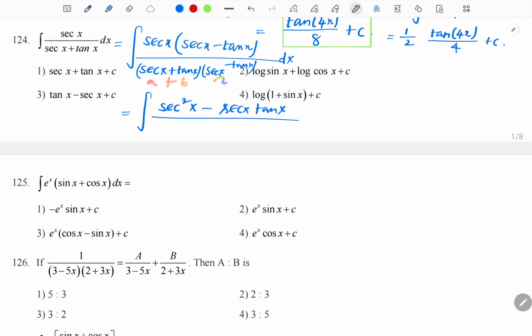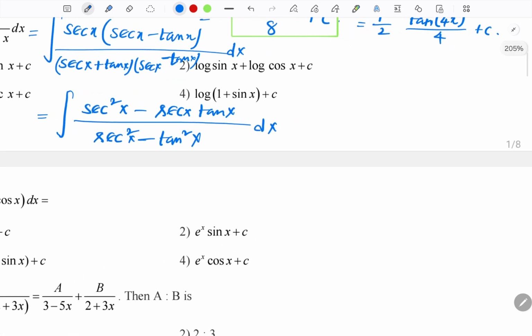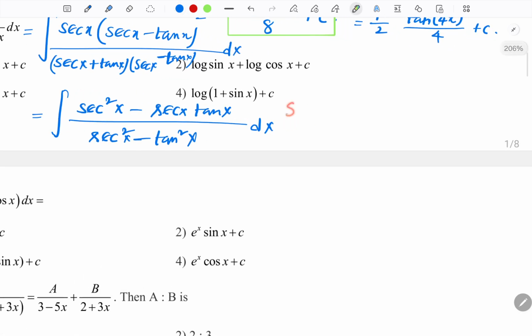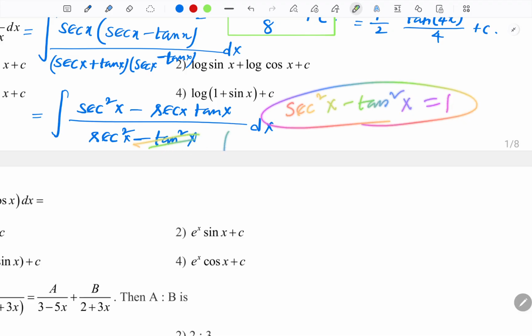It looks like a plus b into a minus b. What is the formula for a plus b into a minus b? a square minus b square, right? By using the algebraic formula, secant square minus tan square x into dx. Here observe, we have a direct identity, right? Denominator part. What is this identity? Secant square x minus tan square x equal to 1, right? So this goes to 1.